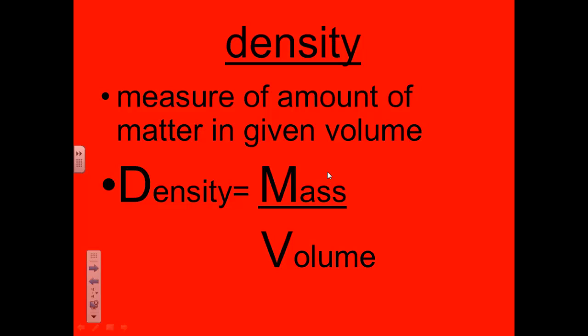Density is a measure of the amount of matter in a given volume. To find an object's density, divide the object's mass by its volume. So density equals mass divided by volume, or density equals m over v.